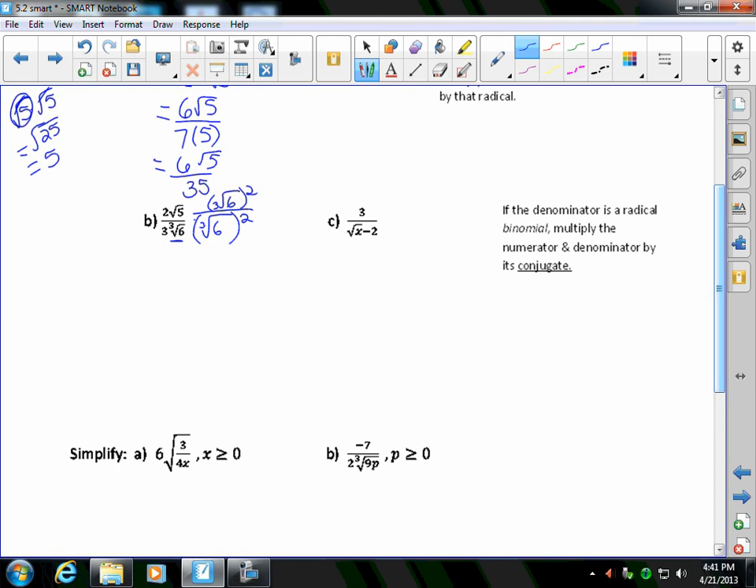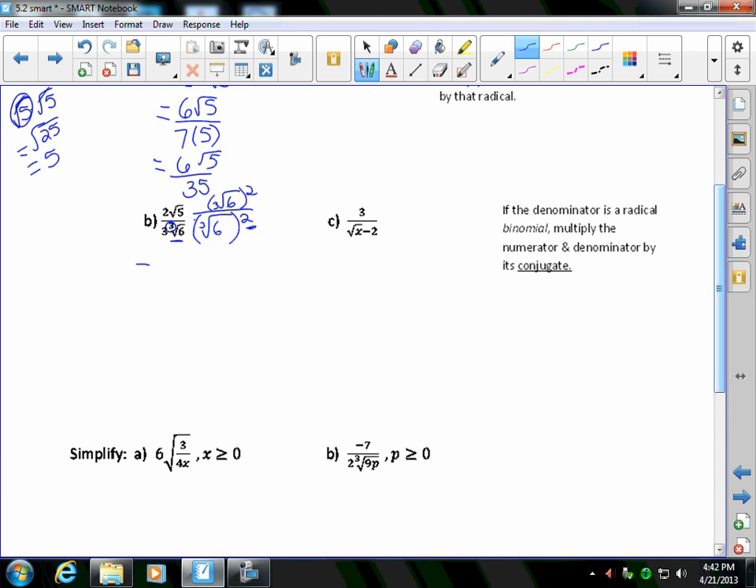Because I need to have in total 3 of those in order to get rid of the root on the bottom. So this has an index of 3. I go 1 less and I have to multiply it by a squared of it. If my index here had been a 5, then this value here would have had to have been a 4, so that altogether there's 5 of them.